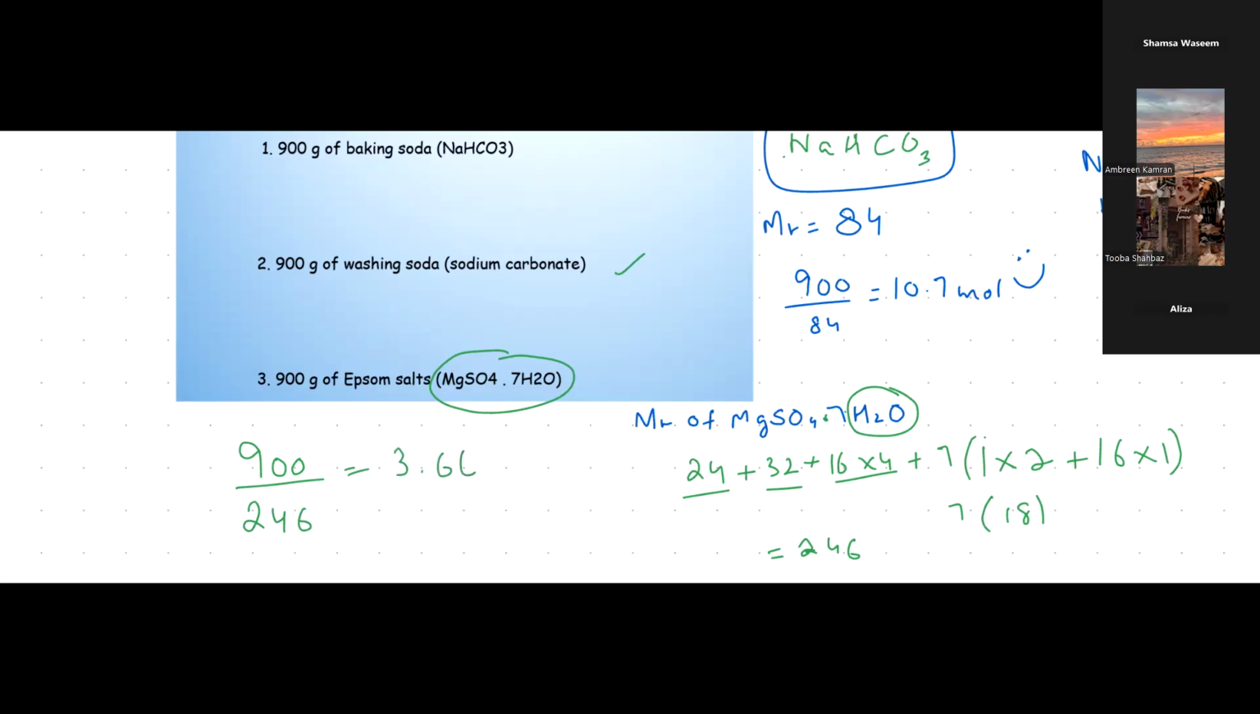ठीक है, girls? Did you understand? Yes. Tuba and Ambreen? Yes. Okay. So this is how we calculate the number of moles, right?